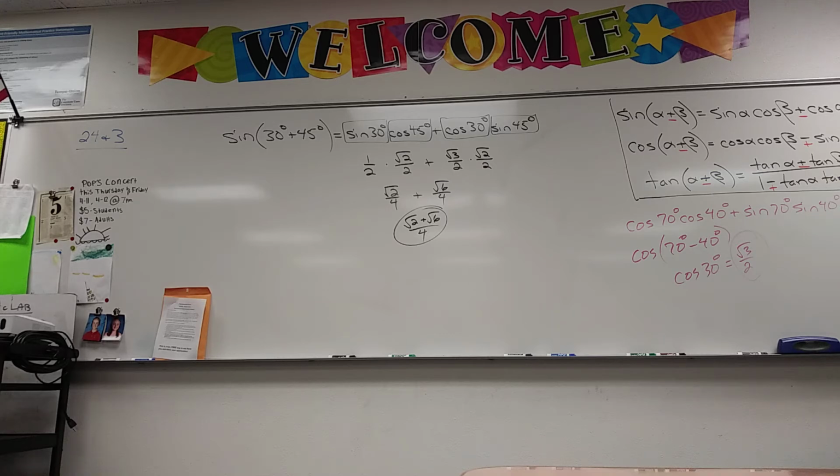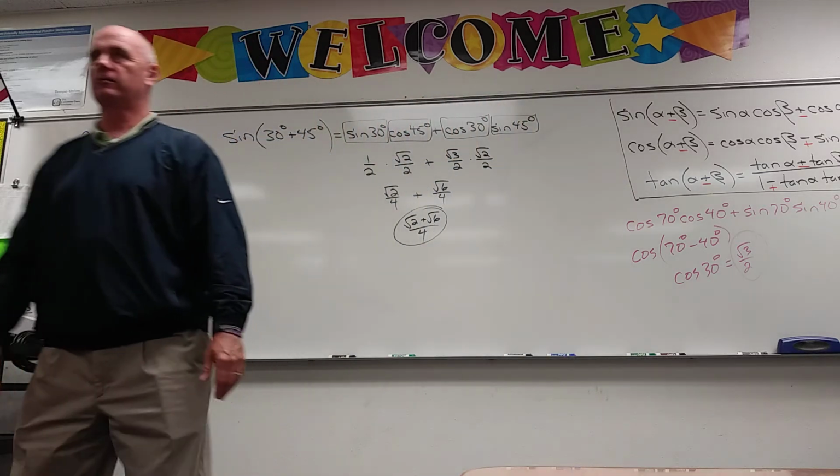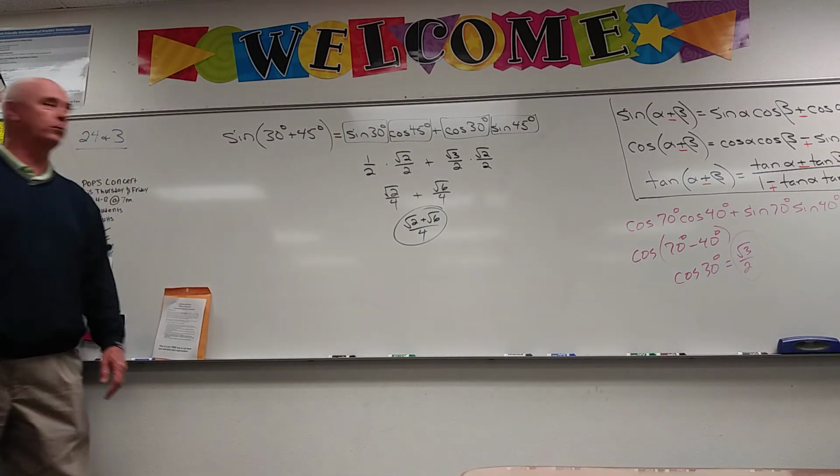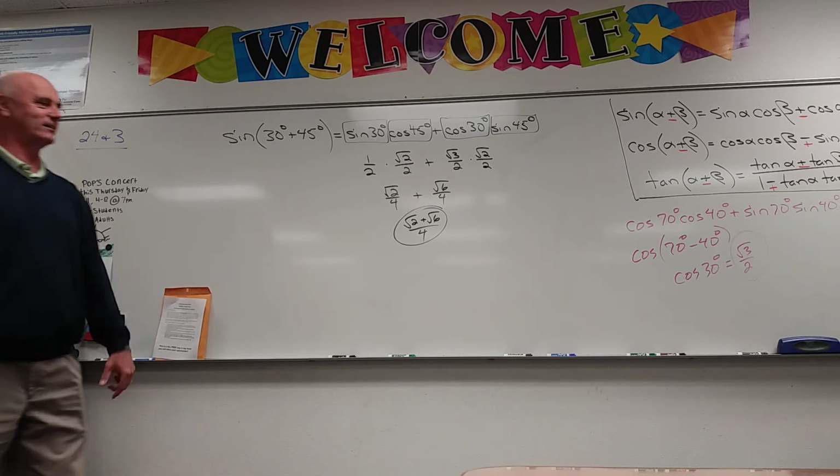But you obviously have to be able to recognize it as the formula. And if you don't recognize it as the formula, you're going to start cursing at me because you're going to be saying things like, how are we supposed to know what the cosine of 70 degrees is? How are we supposed to know what the cosine of 40 degrees is? We don't know that. So you've got to recognize it.